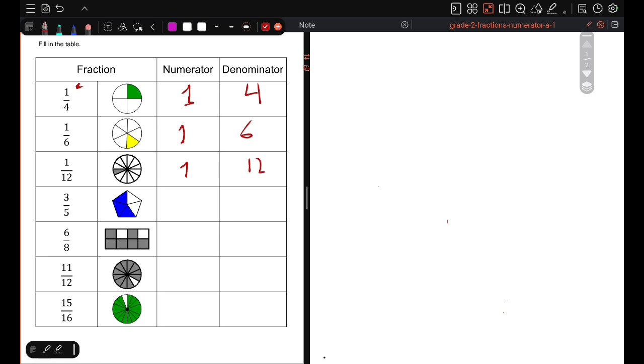1 over 12, 1 as a numerator, 12 as a denominator, 3 as a numerator, 5 as a denominator, 6 as a color part, numerator, and 8 as a denominator, 11 color parts, 11 as a numerator, okay, 12 as a denominator. Okay, 15 over 16, I have 15 as a numerator and 16 as a denominator.